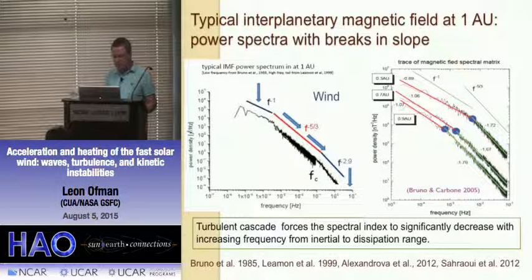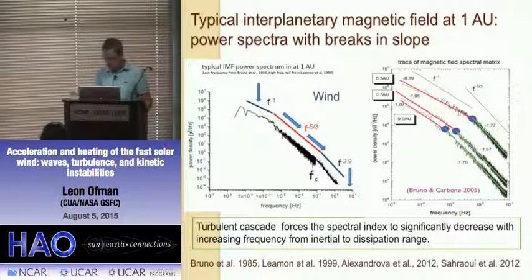Intuitively, one can understand this from the fact that the magnetic field on average is weakening as we move away, so all the relevant cyclotron dissipation frequencies become smaller. So then we move to smaller frequencies. Now, these are measurements from 0.3 to 0.9 AU.